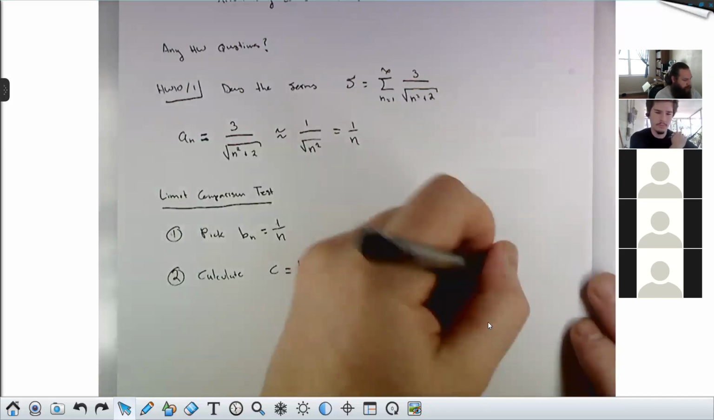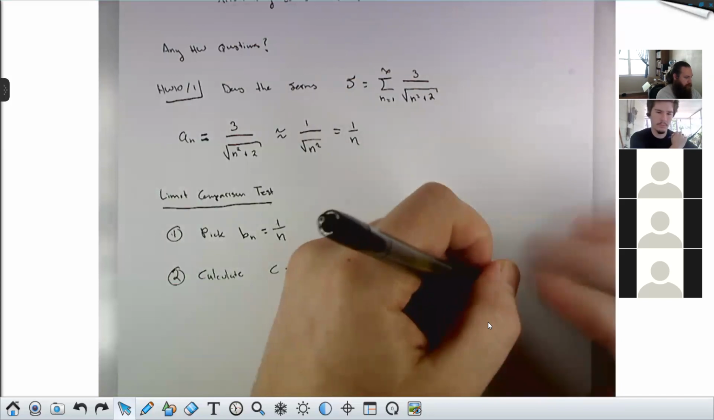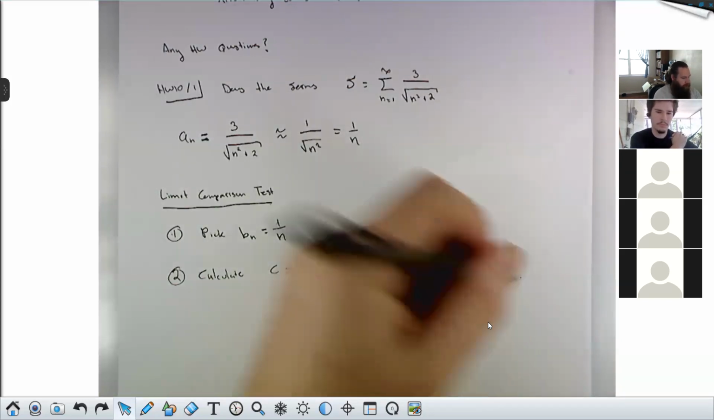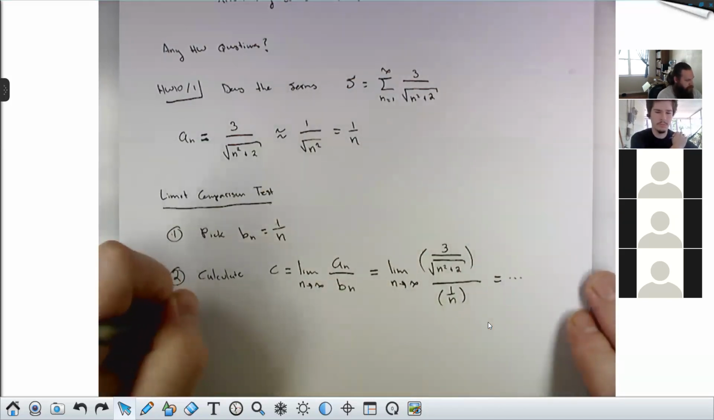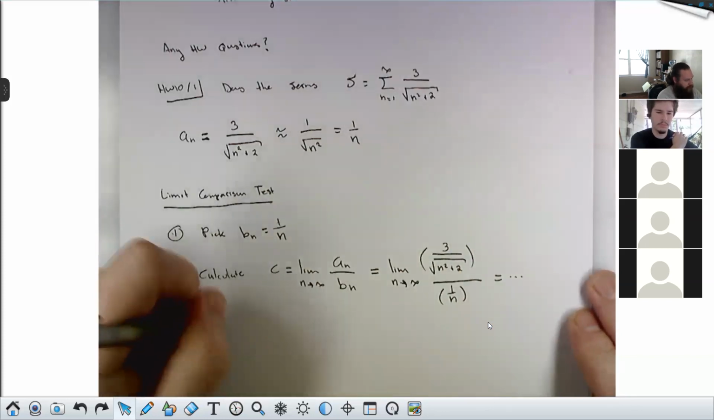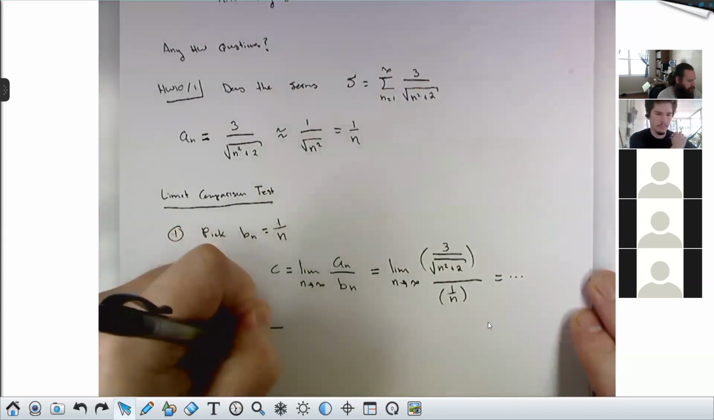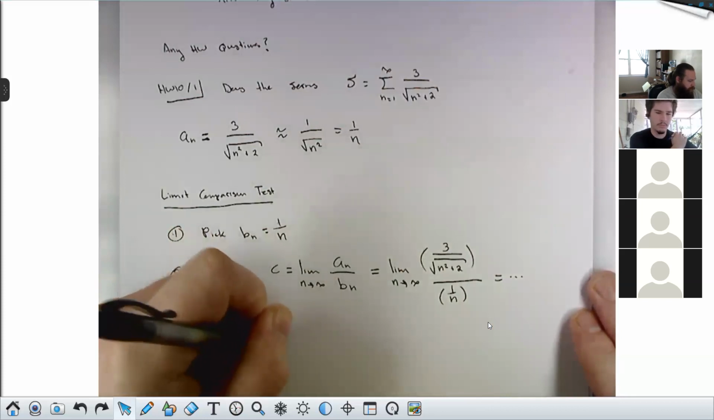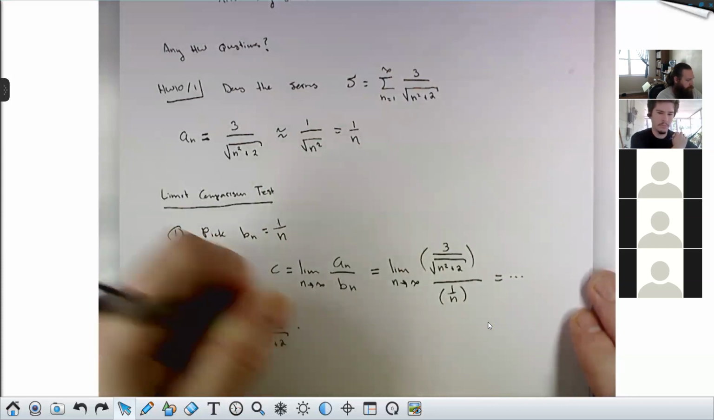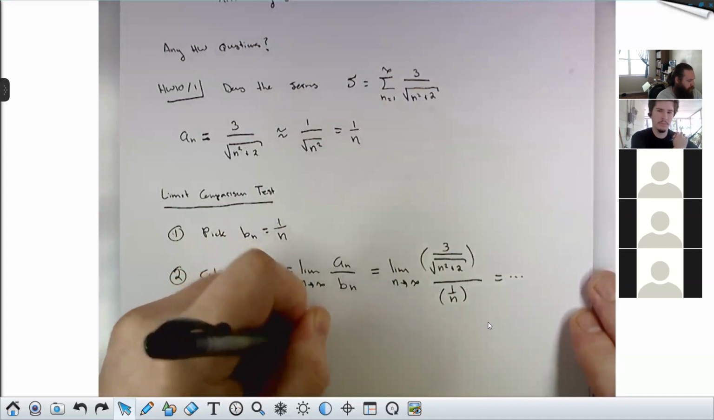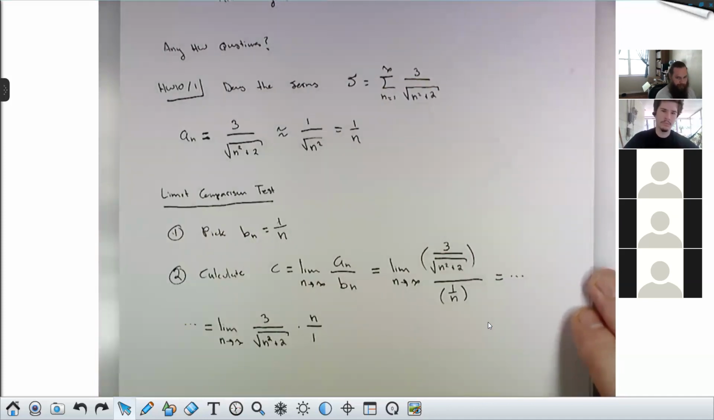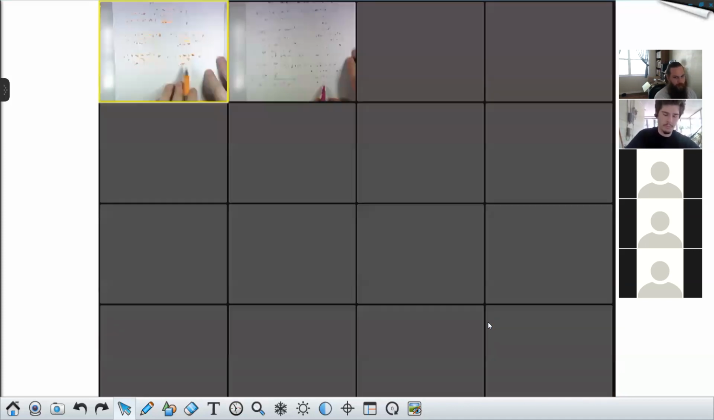The way we evaluate this limit, just do the dot dot dots here, I can run it off to the side, is lim n to infinity 3 over the square root of n squared plus 2 times n over 1. All right, this is just how algebra works. When you divide one fraction by another fraction, that's the top times the reciprocal of the bottom.